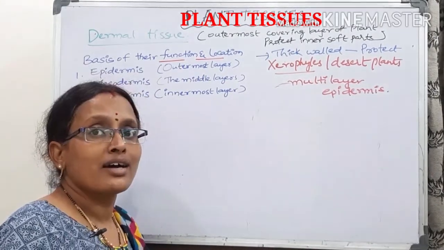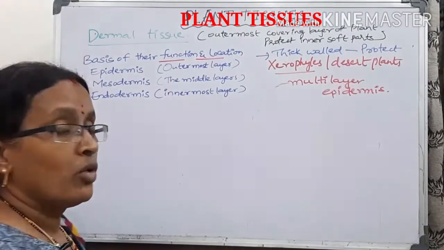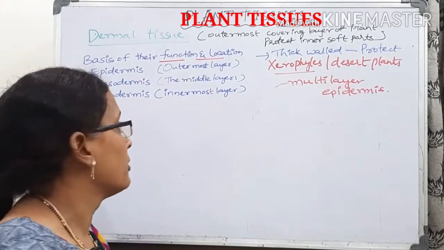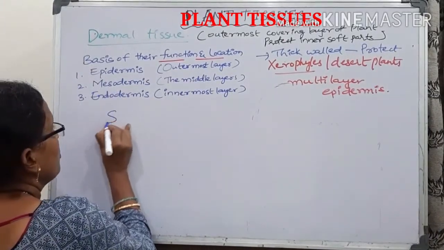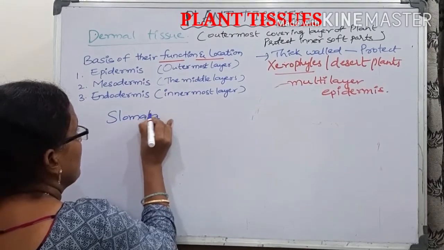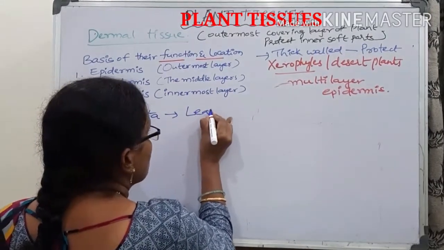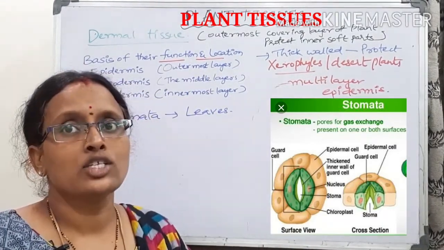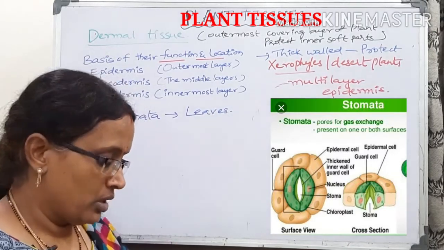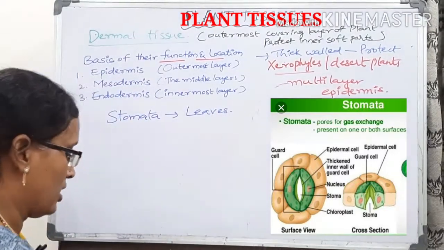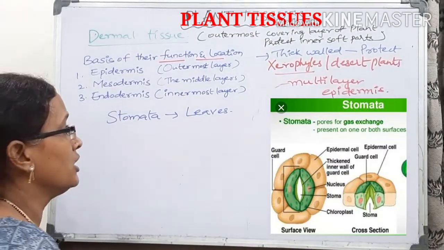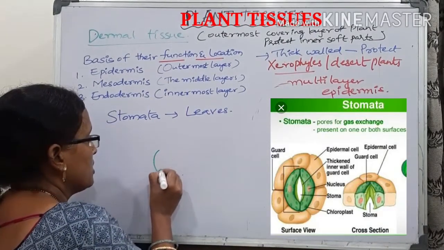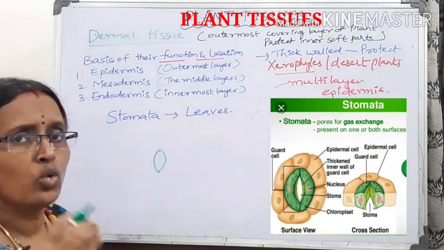Some epidermal cells are modified for gas exchange, and tiny pores are formed. Some epidermal cells are modified into stomata, which are present in leaves, and some epidermal cells are modified into root hairs in the case of roots. So what is stomata? Stomata is present in the leaves for gas exchange. It is a pore, a tiny hole.